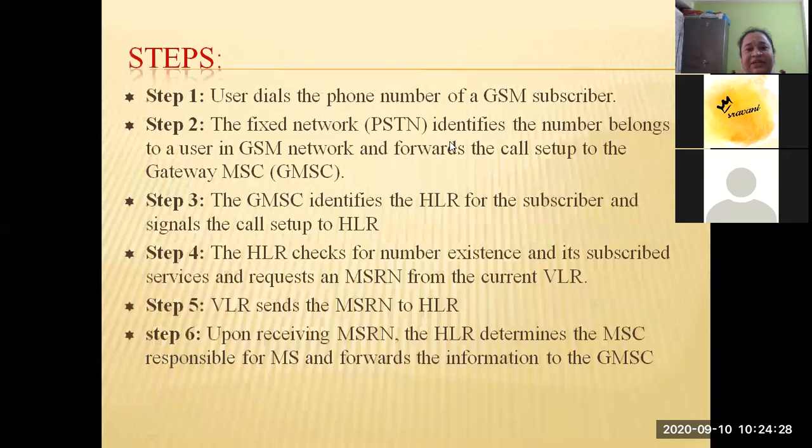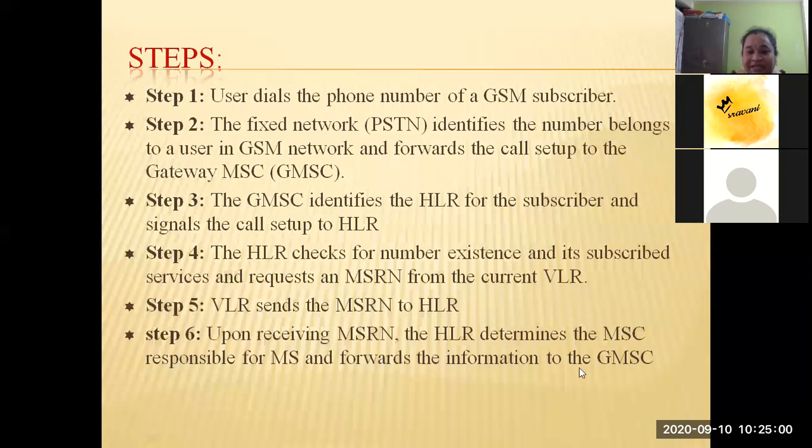Next, the fixed network identifies the number belonging to the GSM to get connected with the gateway MSC. Next, the gateway MSC identifies the HLR subscriber and signals to set up the call with the HLR. Next, it checks the number's existence and identifies the current VLR, that is, it checks the MSRN number. Next, the VLR sends the corresponding MSRN back to the HLR.